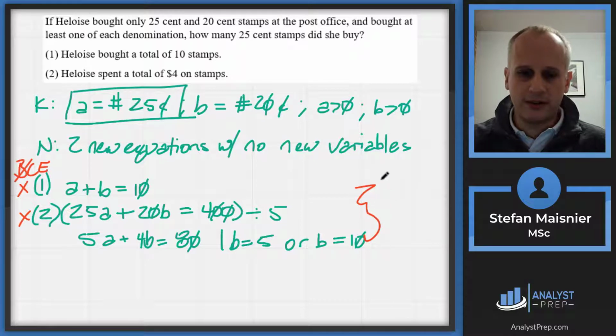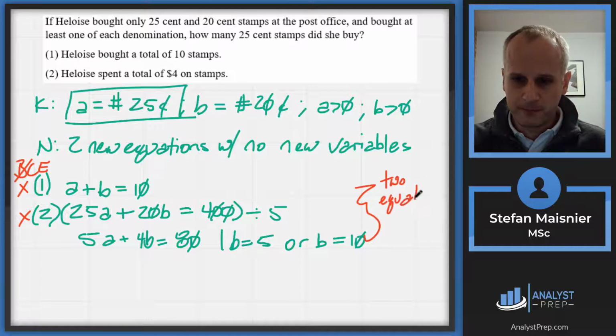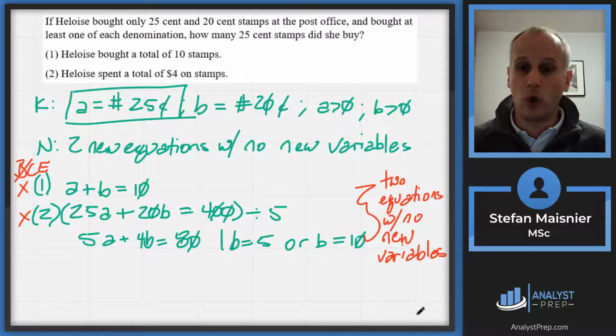But when we consider the two conditions together, we already have two equations with no new variables. That means without actually doing the math in either a system or by substitution, we know that these two conditions combined are sufficient, and we can select C without doing excess work. So that's how you can work through a word problem data sufficiency.